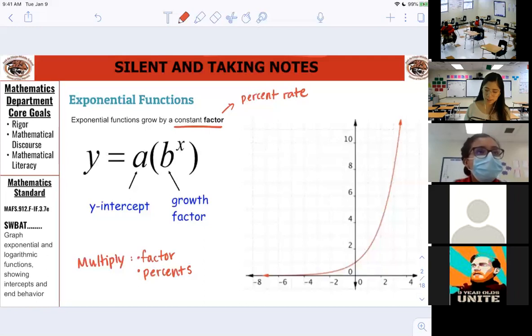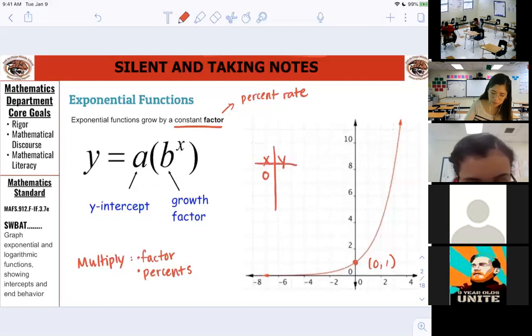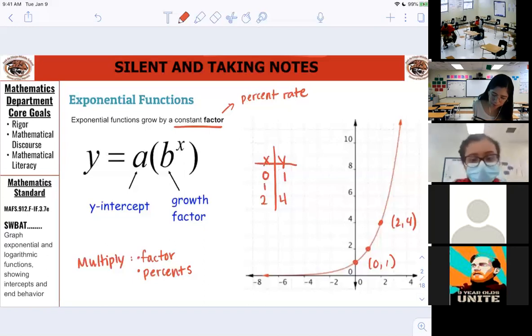So I want us to take a look at this graph right here. Can anyone identify the y-intercept for me? 1. And then can somebody identify the next point? So if I were to make a table of this. Is it 2, 4? Yes, but there's something in between. 1, 2. Good, 1, 2, there you go.